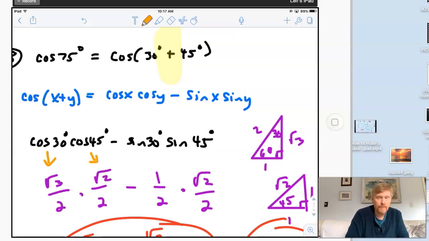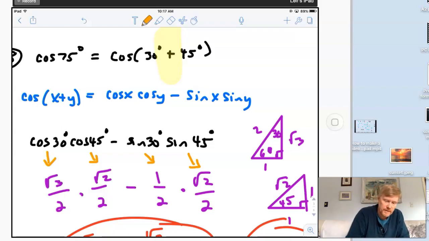Cosine of 45 is 1 over the square root of 2, which we already said is the same as the square root of 2 over 2, so I'm using that one. Sine of 30 is 1/2. Sine of 45 is 1 over the square root of 2, which we're using as the square root of 2 over 2 again. As I said before, we rationalize the denominator. This will make it easier.